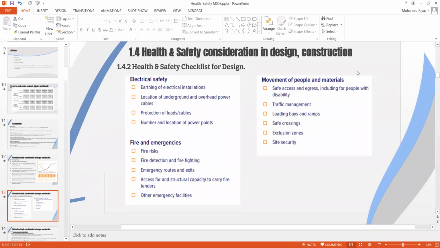Coming to the movement of people and materials, you're supposed to have a safe access plan and a traffic management plan, loading bays and ramps, safe crossing, exclusion zones, and site security. Usually these will be discussed in the form of specs, and the designer will discuss in detail how things have to be dealt with in terms of traffic management, loading bays, ramps, and safe crossing. The basic idea is just to have a checklist of all possible risks and hazards. Some of this directly impacts the design drawings themselves, and something needs to be taken care of in the specs.